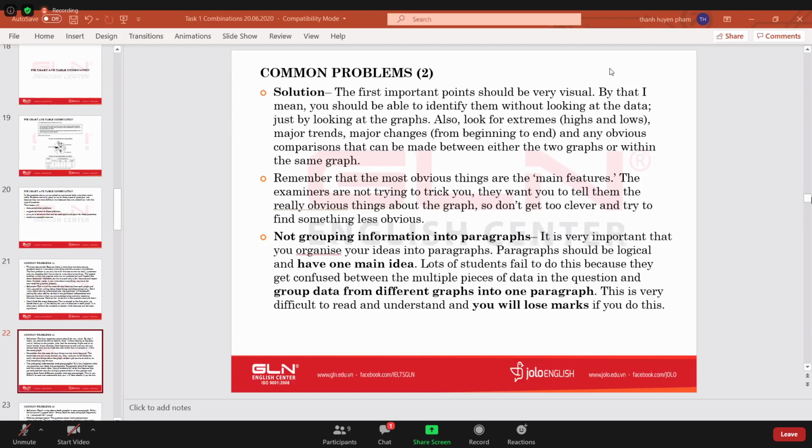Another issue is not grouping information into paragraphs. It is very important that you organize your ideas into paragraphs. Paragraphs should be logical and have one main idea. Lots of students fail to do this because they get confused between the multiple pieces of data in the question and group data from different graphs into one paragraph. This is very difficult to read and understand, and you will lose marks if you do this. So, organization is really important.